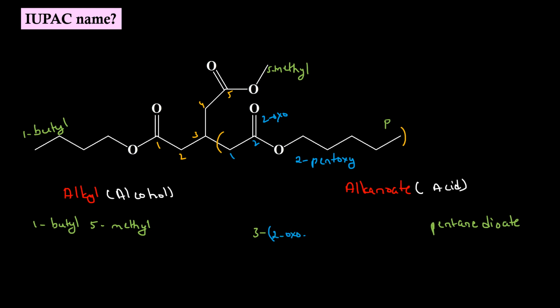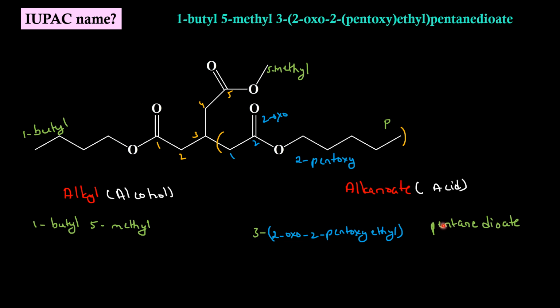2-oxo, 2-pentoxy, ethyl. Then pentanedioate. The IUPAC name will be 1-butyl 5-methyl 3-[2-oxo-2-pentoxy ethyl] pentanedioate.